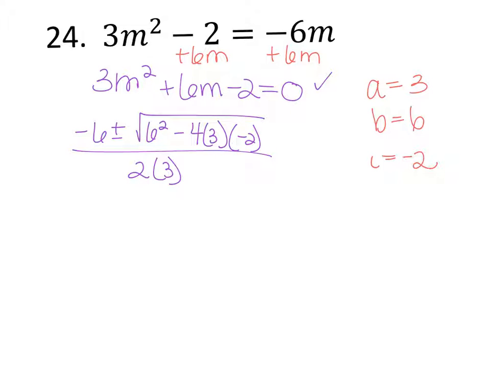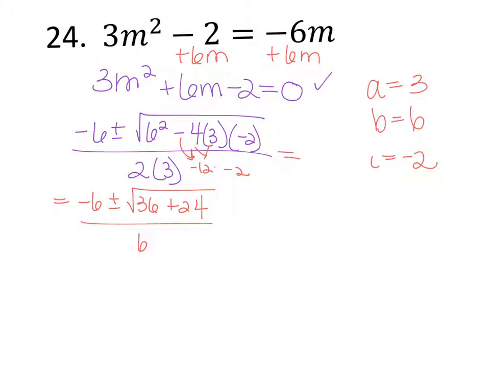All right, let's simplify this. Well, I know my -6 will still stay -6, but 6 squared is 36, and 4 times 3 is 12, and then there's a negative, so it's going to be -12. -12 times -2, well, that's a positive 24. All right, that's doable. And that's all over, well, 2 times 3 is 6. So I end up getting -6 plus or minus the square root of 60 all over 6.